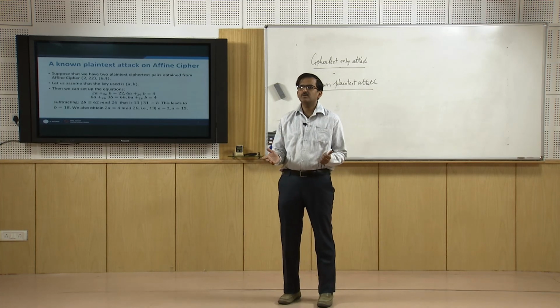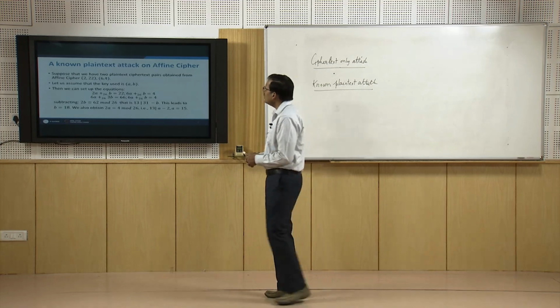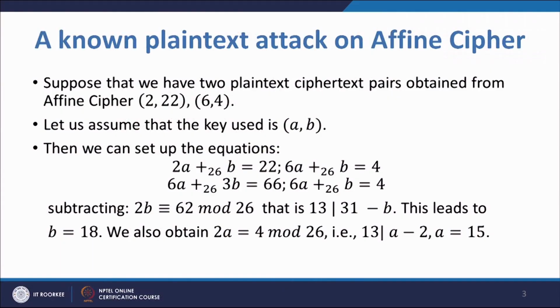We do not know the values of A, B, but since we know that plaintext 2 goes to 22, we can write 2A plus B modulo 26 is equal to 22, and 6A plus B modulo 26 is equal to 4. So, we set up an equation. Now, let us look at this equation.